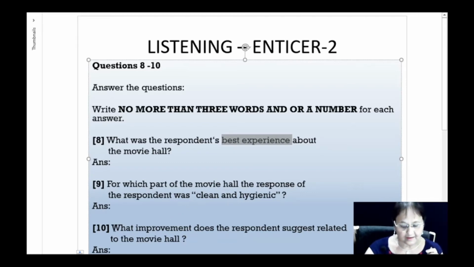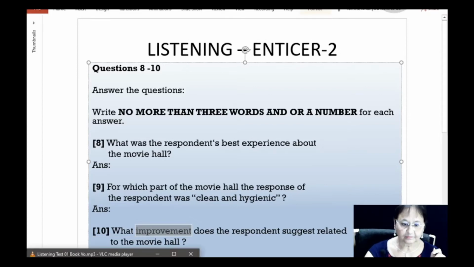Okay. Now going to the 10th one. What improvement does the respondent suggest related to the movie hall? So what is your key word here? Improvement is the key word here. I'm not giving you which is the key word for the 9th one, because I'm going to see which answer you would guess when you listen to the audio. Right? So now I'm going to play the audio. So questions 8 to 10.